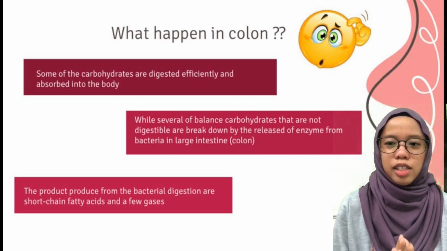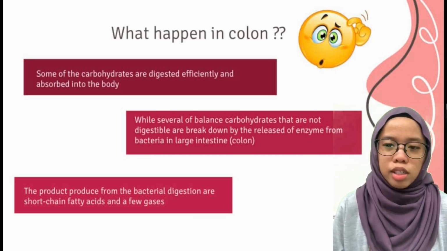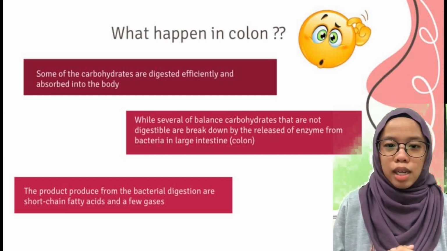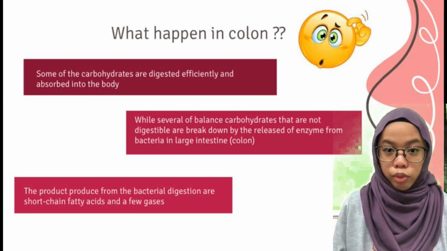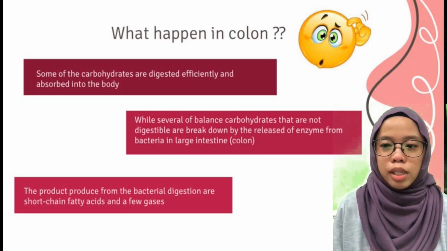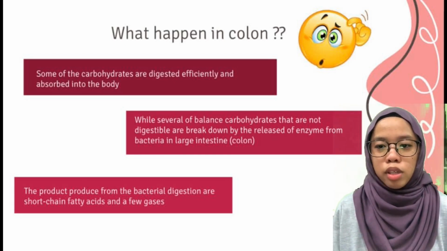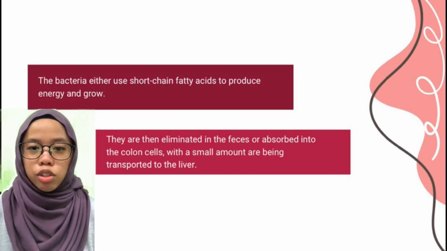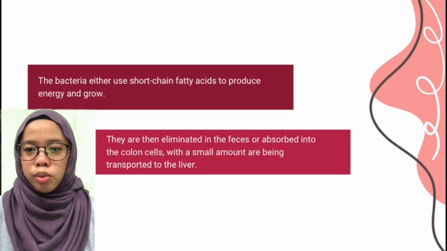Do you know? Here I want to share the process of digestion that happens in the colon. First, some of the carbohydrates are digested efficiently and absorbed into the body. After that, several carbohydrates that are not digestible are broken down by enzymes released from bacteria in the large intestine, which is the colon. The products produced after bacterial digestion are short chain fatty acids and a few gases. Next, the bacteria use the short chain fatty acids to produce energy and growth. This energy will be used to continue this process.